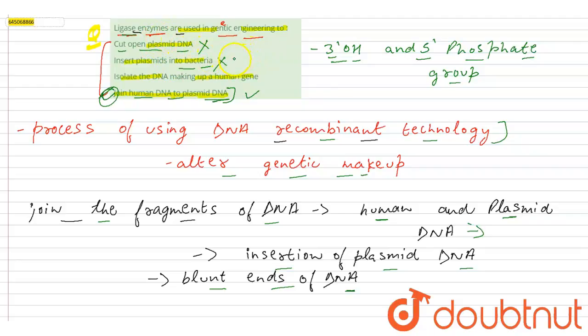The next we have is isolate the DNA making up a human gene. So this is also not involved, because isolation of DNA is done by specific DNA receptors. So therefore this option is also the incorrect one. So the correct option is the last option to our question.